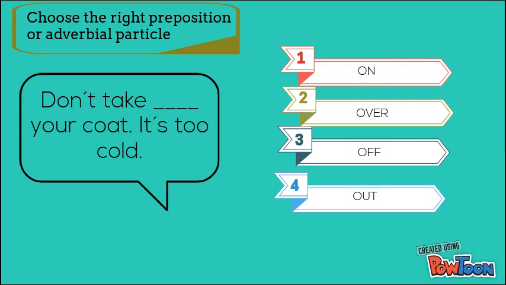Don't take your coat. It's too cold. And the options are 1, on, 2, over, 3, off, 4, out. Think about the answer. And the correct one is off.